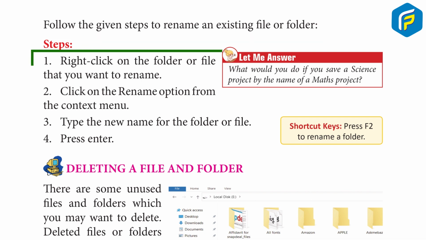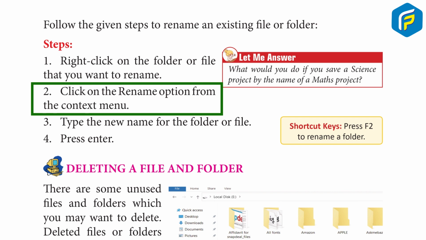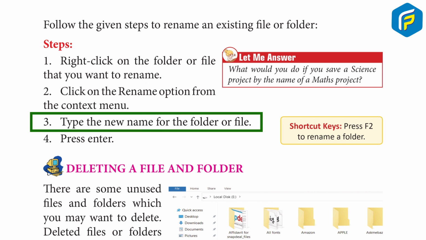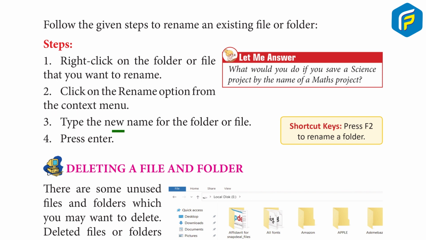Steps 1. Right-click on the folder or file that you want to rename. 2. Click on the rename option from the context menu. 3. Type the new name for the folder or file. 4. Press enter. Let me answer. What would you do if you save a science project by the name of maths project? Shortcut key. Press F2 to rename a folder.